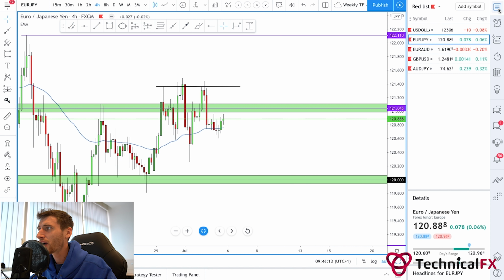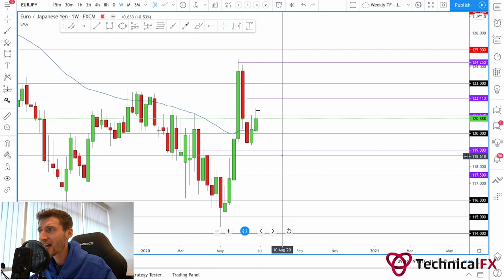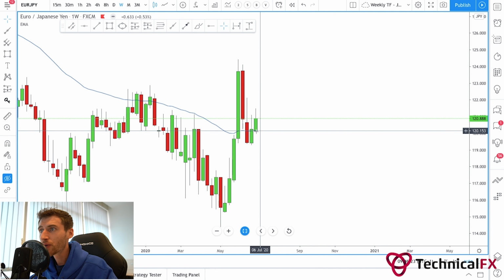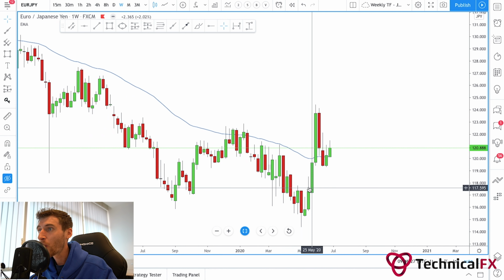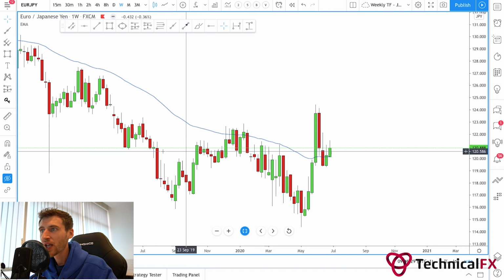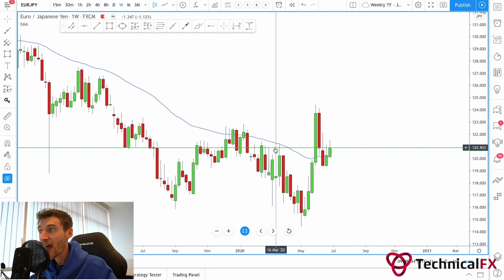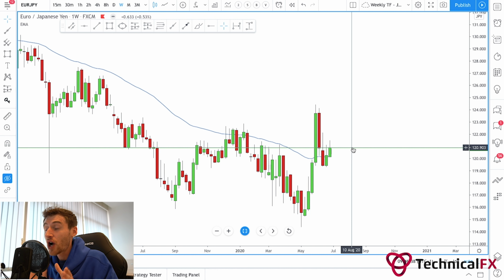Now going into Euro Japan Yen, onto the weekly time frame, we can see previously we did see this sort of rejection point off of the 50 EMA. It did not hold, price pushed to the upside. However, if we just zoom out and take a look at where price has technically pushed into, you can see this very key support. You can see this very key resistance, and this resistance just through here is where Euro Japan Yen is currently sitting.